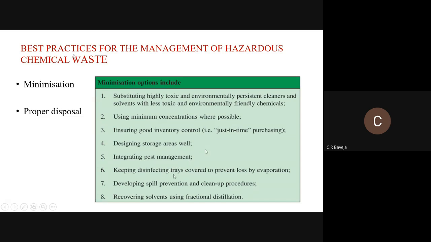And keeping disinfecting trays covered to prevent loss by evaporation. So trays should be covered so that evaporation does not occur, and no disinfectant is present in vapor form in the environment. And developing spill prevention and cleanup procedures. So one should know, if a spill occurs, how to prevent it, what the preventive measures are, and how to clean up. Also, recovering solvents using fractional distillation.